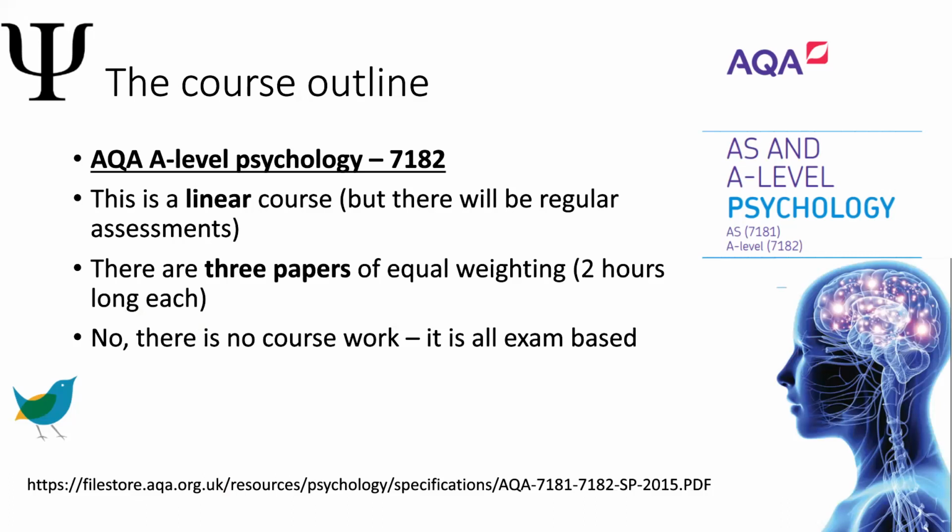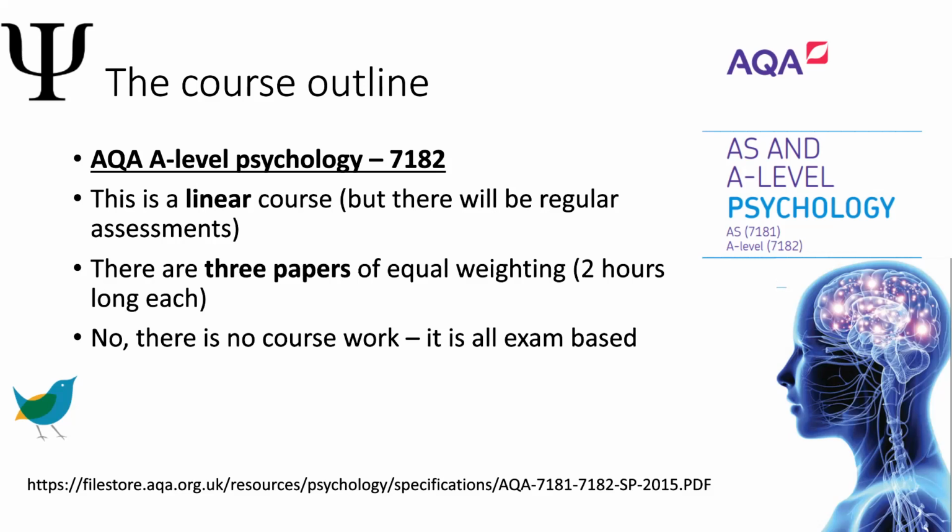This is known as a linear course. This means that we learn throughout time and all your assessments are at the end of the 2-year course. This does not mean that we don't do assessments throughout our time in class, but ultimately your psychology A-level will depend on the 3 exams you sit at the end of the 2-year course.